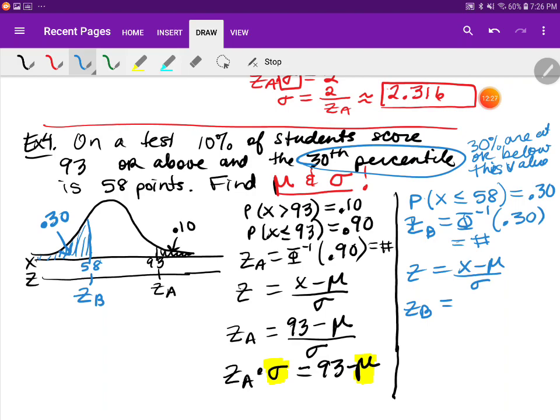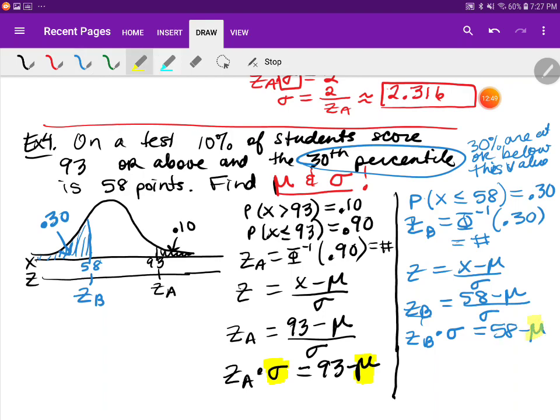So look at your x number line, look at your z number line. The x number line is 58. The mu, I don't know. The sigma, I don't know. ZB is just a number. I'm just keeping in ZB so that I don't have to write the decimal. And so I can keep it exact. So cross multiply, 58 minus mu.